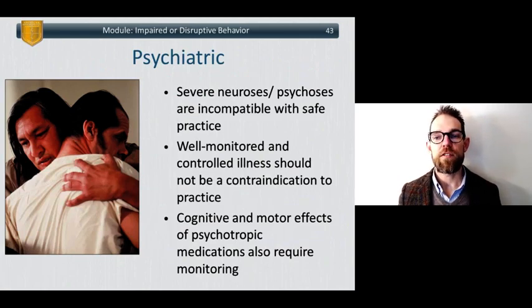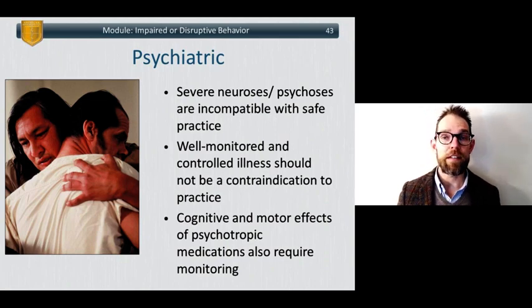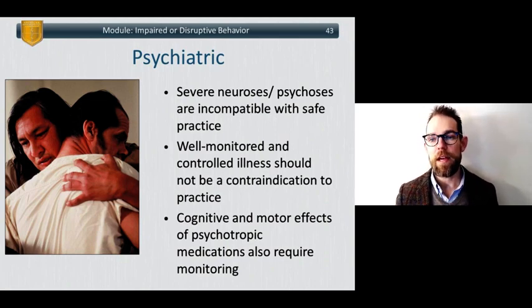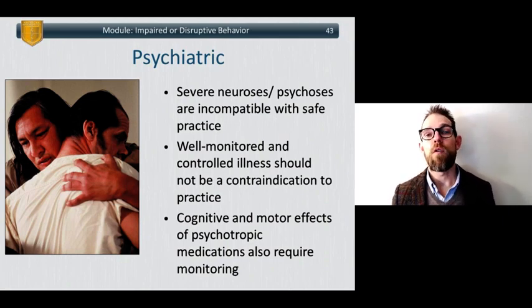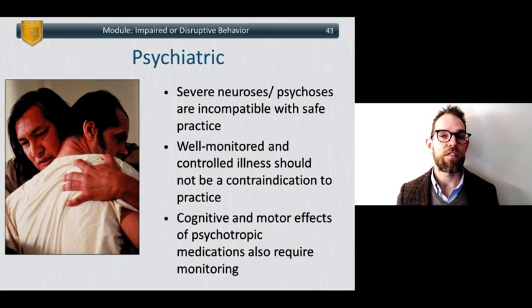Some of the psychiatric issues, of course, severe neuroses and psychoses, like frank delusions, are going to be incompatible with safe practice. But if a person is well monitored and has a controlled disease, controlled depression or bipolar disorder, that should not be a contraindication to practice. And the cognitive and motor effects of those psychotropic medications may also require monitoring. So maybe they are sedatives, or maybe they are drugs which induce extrapyramidal symptoms.